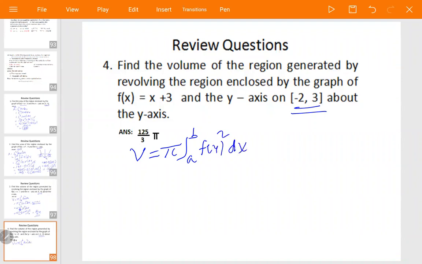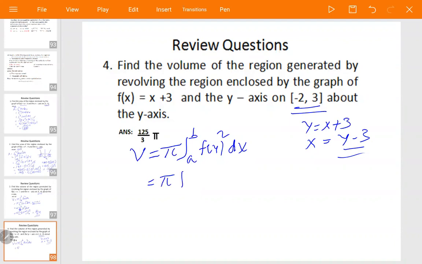That means we should express x in terms of y. We have given f of x or y equals x plus 3. Here, our integrand should not be x plus 3. Rather, first, I have to express x in terms of y. So I'll have y minus 3. That is our f of y.